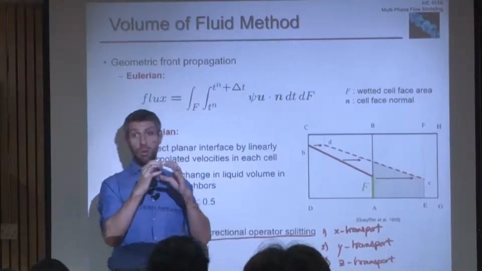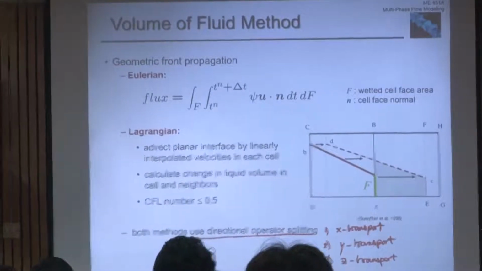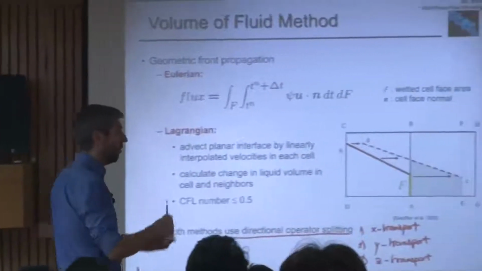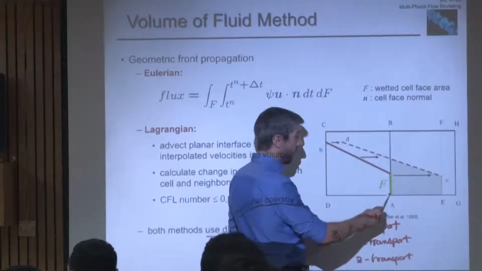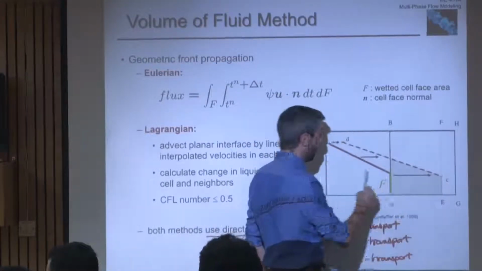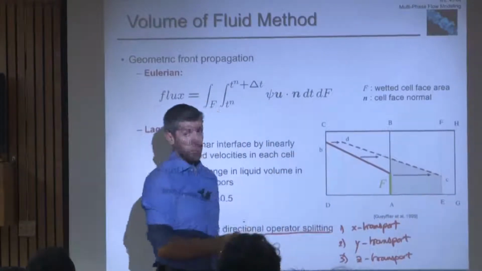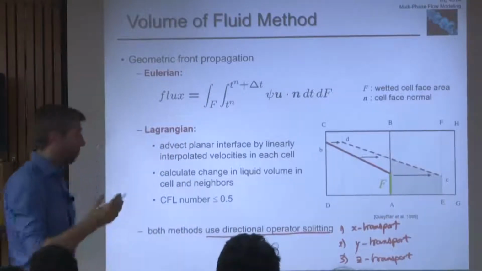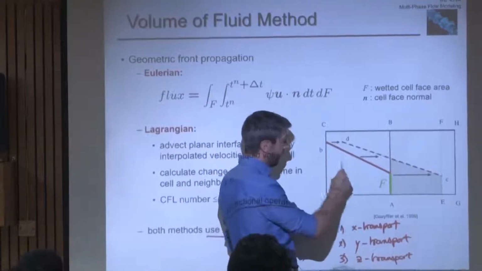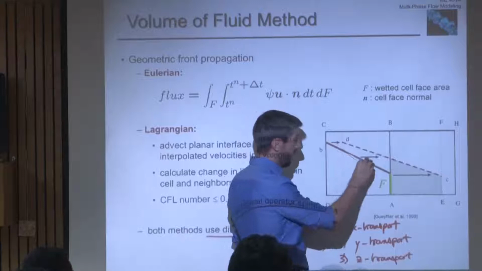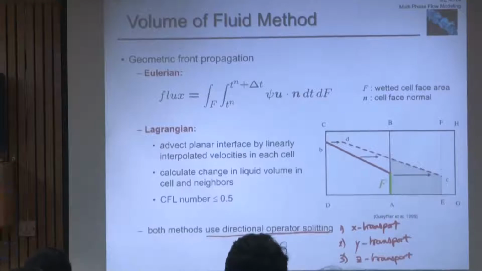Okay, so you're going to do two things. You're going to translate that cell, and you're going to also allow for stretching of that cell, since the velocity on both faces is not the same. So for example, if the velocity of that face is larger, this is going to move further to the right. If the velocity of that face is less, this is going to move less to the right. Okay? So nothing too complicated here. In the process, you're stretching and you're deforming this plane. But computing the deformation of this plane given a linear velocity field is not complicated.